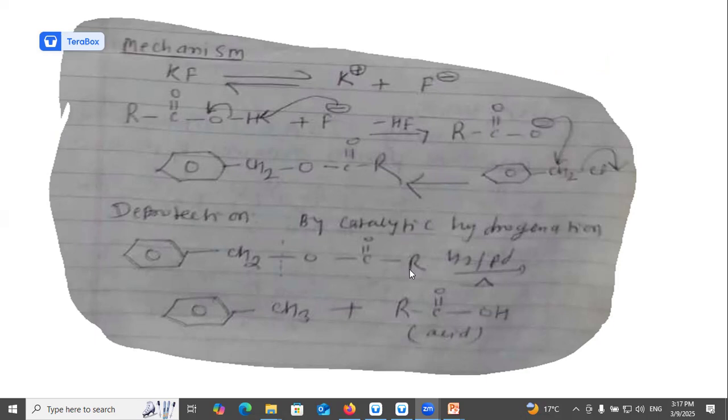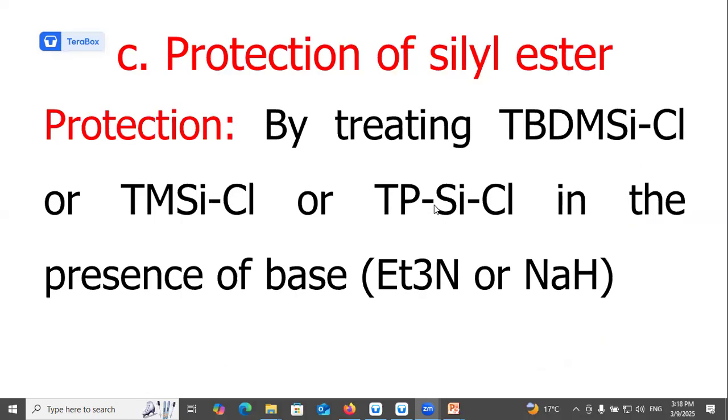Deprotection by catalytic hydrogenation in the presence of platinum and heat, we get acid. Protection of silyl ester by treating with tertiary butyl dimethylsilyl chloride or tertiary methyl silyl chloride or tertiary phenyl silyl chloride in the presence of base. Base is sodium hydride or triethylamine.